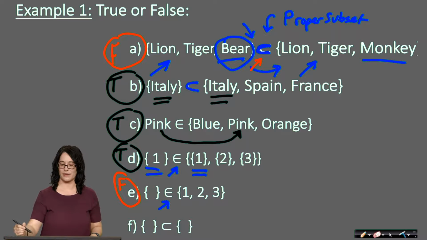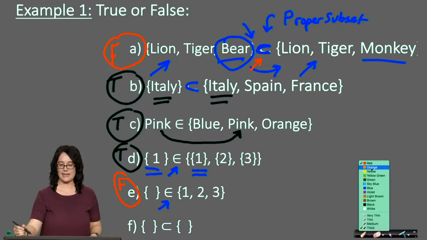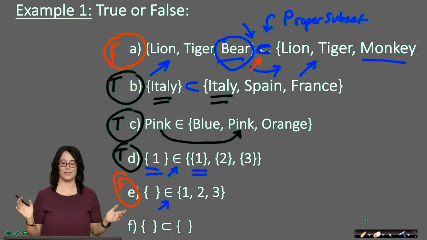It's a little tricky. The empty set is a proper subset of the empty set. Huh. Well, you're probably thinking, I know this one. She just told me, right? The empty set is a subset of every set. Okay, yes, it is a subset of every set. But what is the definition of a proper subset, which is what this is? Because there's no line underneath it.